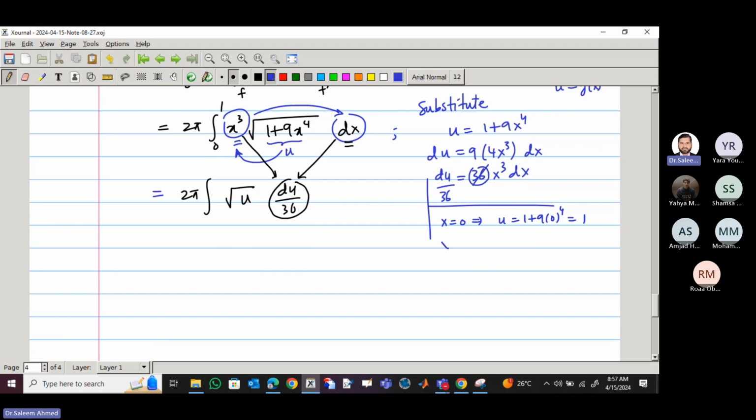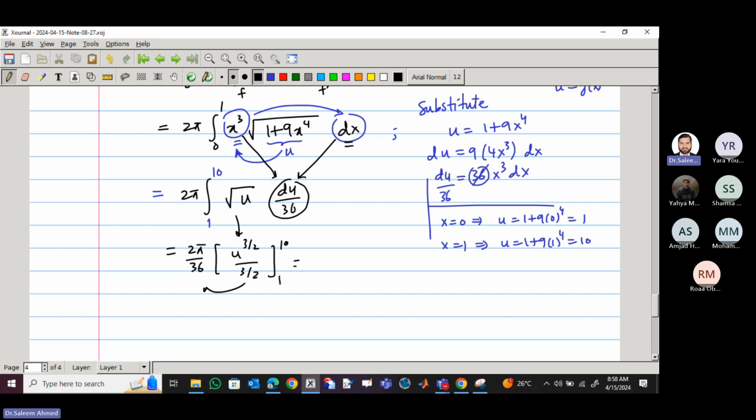And when x is 1, u is 1 plus 9 into 1 to the power 4. So that is 10. So my u goes from 0 to 10. Now if I integrate this, 36, I can write it outside. 2 pi by 36. Square root of u will become u to the power 3 by 2 over 3 by 2 from 1 to 10.